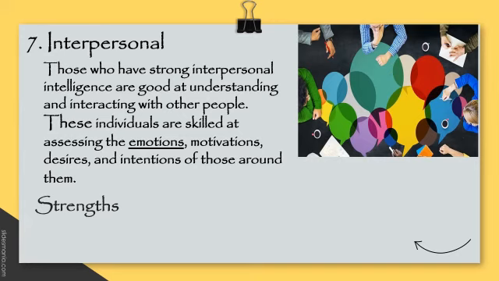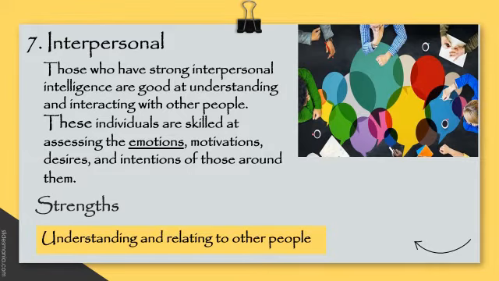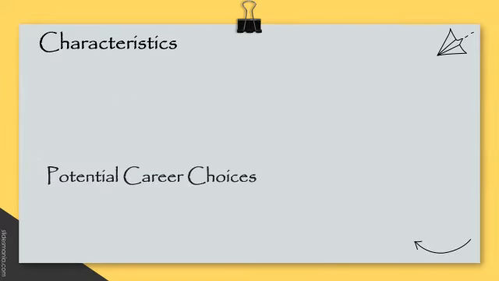And next in line is the interpersonal intelligence. And those who have strong interpersonal intelligence are good at understanding and interacting with other people. These individuals are skilled at assessing the emotions, motivations, desires, and intentions of those around them. They are good in understanding and relating to other people.